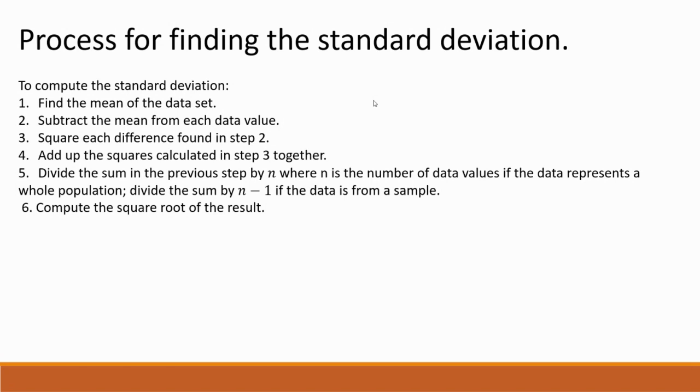Then you square each of those differences, add up the squares, and now you're going to divide by either n or n minus 1, where n is how many data values there are. You divide by n, the number of data values, if you have population data. But if you only have sample data, meaning data from a sample, then you divide by n minus 1. Why do you divide by different numbers like that? Honestly, I don't know.